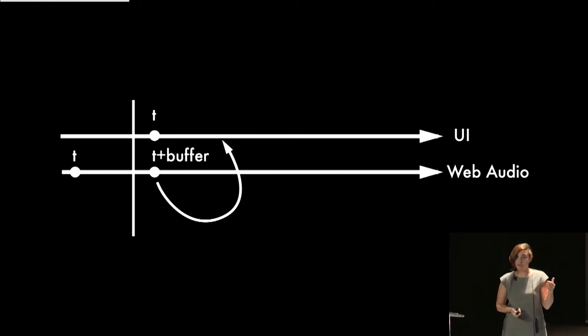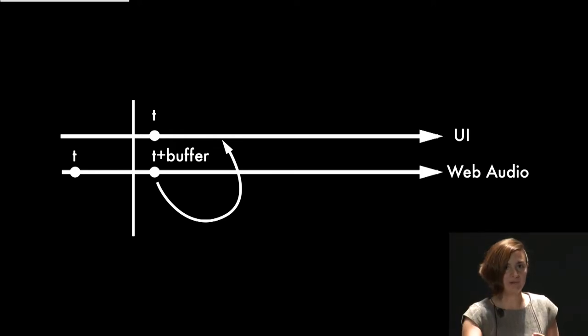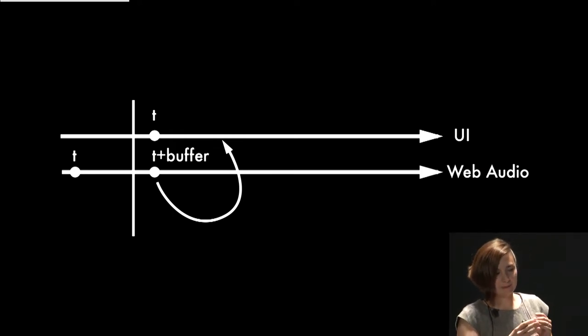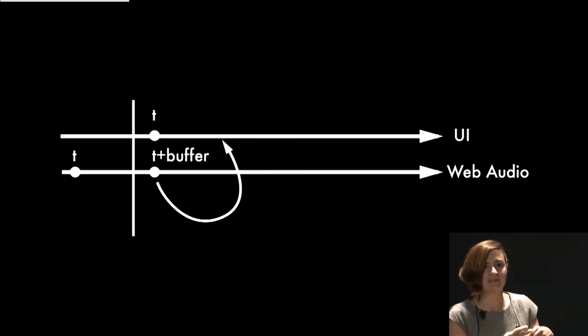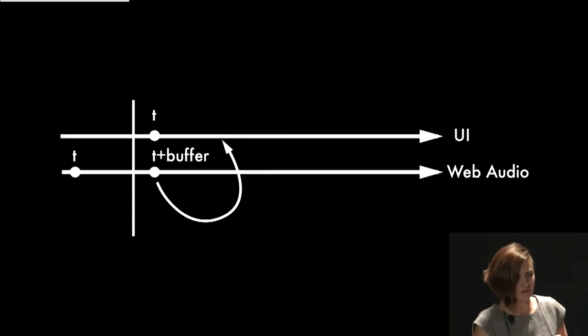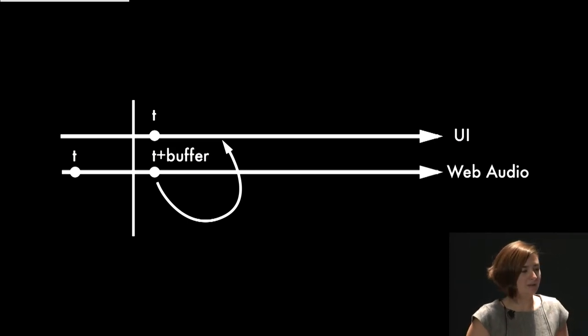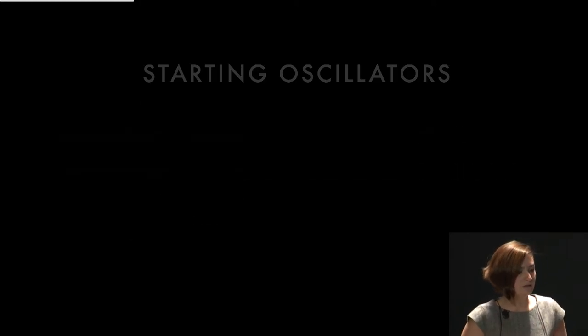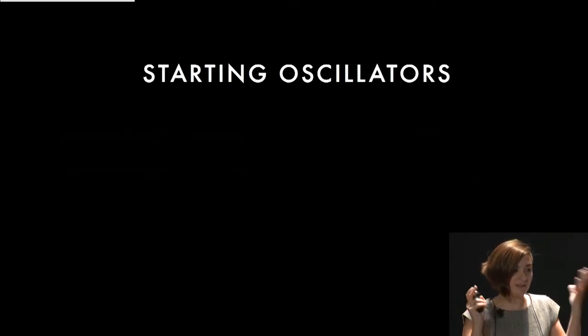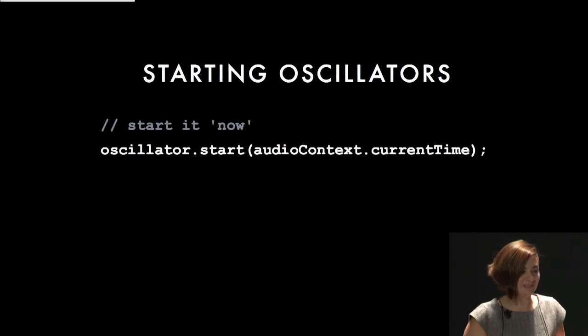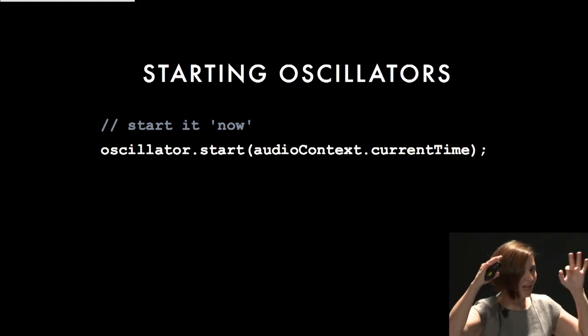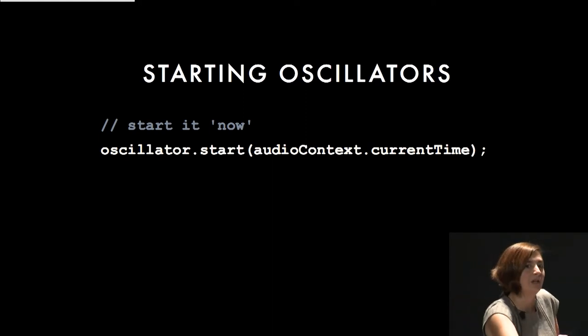Like at any given point, T, we are in T, but Web Audio is already in T plus buffer, where buffer is some pre-processed time that is already being prepared ahead so that you don't get glitches. And at some point, it will return to you with the data that it calculated. So in light of that, when you say start the oscillator and you say start it now, you say current time, but it's sometime in the future. It's not happening right now because we will have to calculate all that.